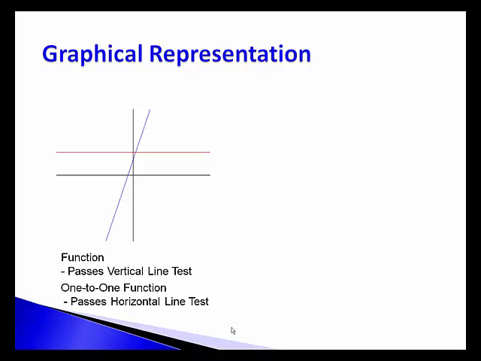It is not sufficient to tell me that it passes the horizontal line test unless you've already done the vertical line test. Let's take another graph now, and I'll ask you the same question. Is it one-to-one?